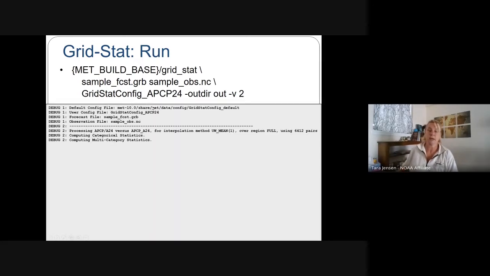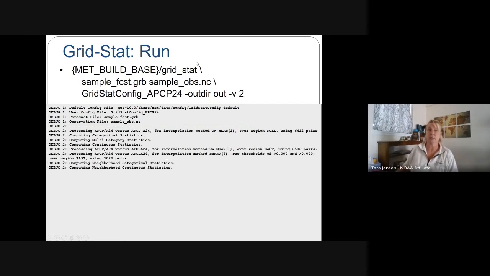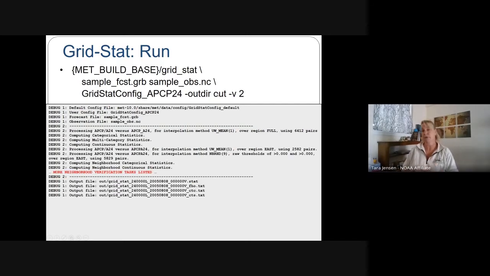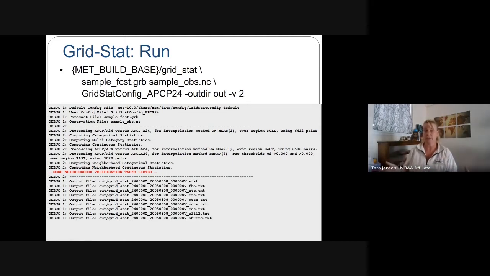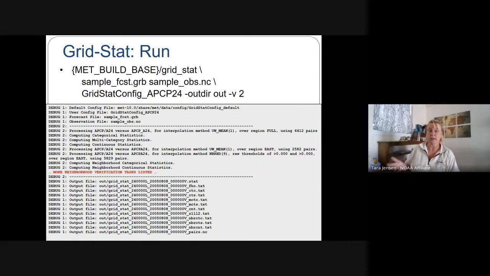This is what it looks like when it runs. You can see that it's echoing all the information that was in the command line so that you can confirm that it is really finding the files that you want it to find. Many times, if you're seeing an error, it's possible that it's pulling the wrong file and you thought that it was reading one file and not another. And then it tells you what it's actually doing as far as processing. And then it tells you what output files it writes. And so you can see here, not only did it write a .stat file, but it also wrote specific files for all the different line types that are available that were requested in the configuration file, as well as a NetCDF file.